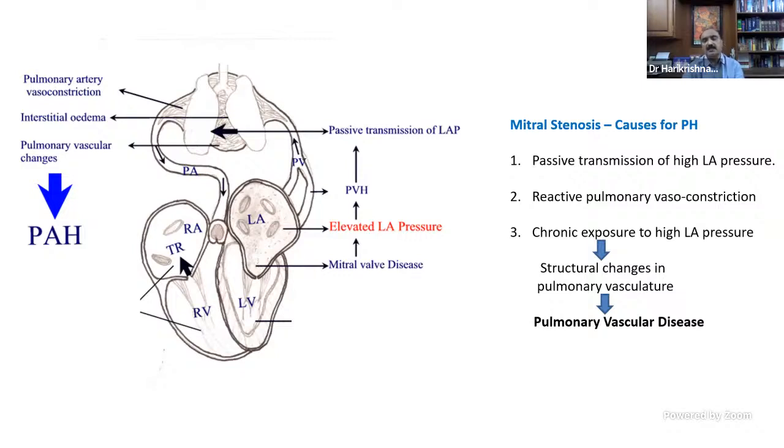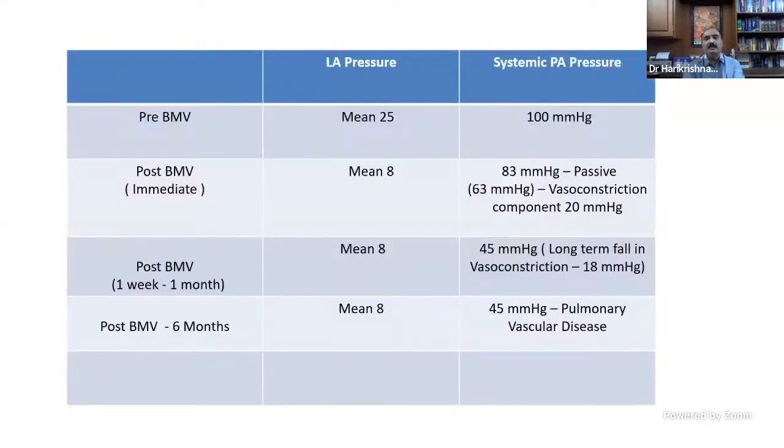So in mitral stenosis, when a BME is done or a mitral valve replacement is done, what happens? The LA pressure will immediately come down. So the passive pressure will reduce. I will show you an example. Pre-BME, the mean PA pressure was 25 and the systolic PA pressure was 100. BME was a very good result. The LA mean came down to 8. So the passive pressure is how much? It should come down by 17. So the expected PA pressure is 83. Agreed, no?